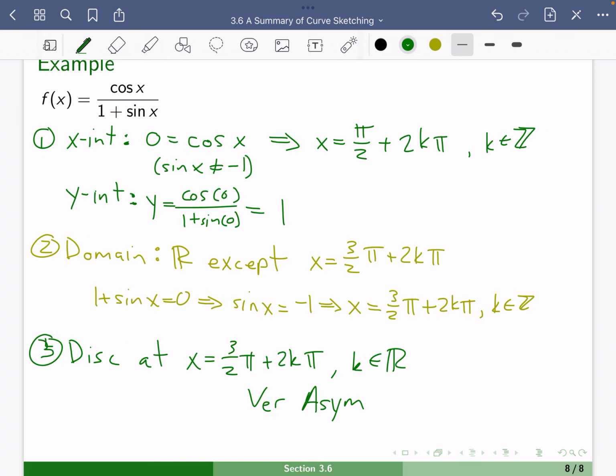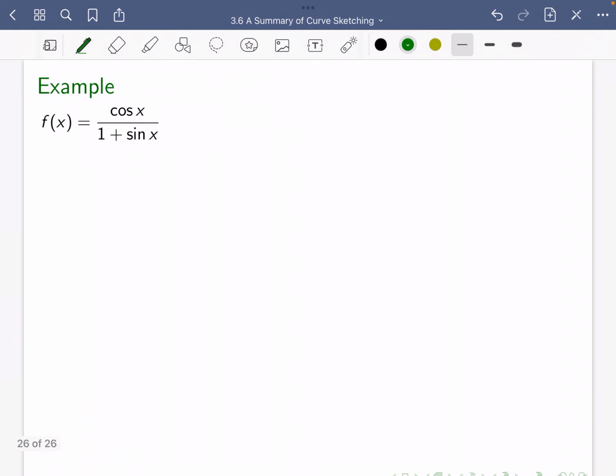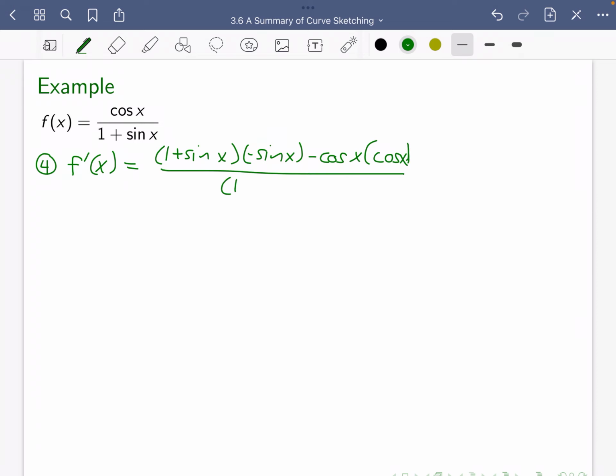Now what? Now we want to find our derivative. So if we do that, we have low d high minus high d low, square at the bottom, and away we go.